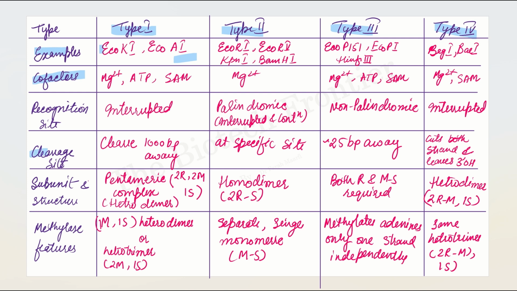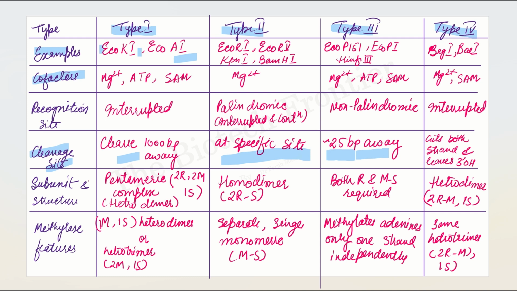Next is the cleavage sites. Type 1 cleaves about 1,000 base pairs away. Type 2 cleaves at a specific site only, that's why it is widely used for cloning purposes. Type 3 cleaves 25 base pairs away from the recognition site. And type 4 cuts both strands and leaves a 3' overhang.